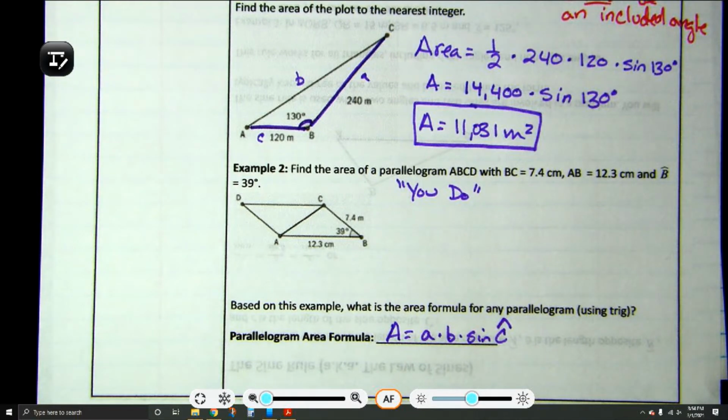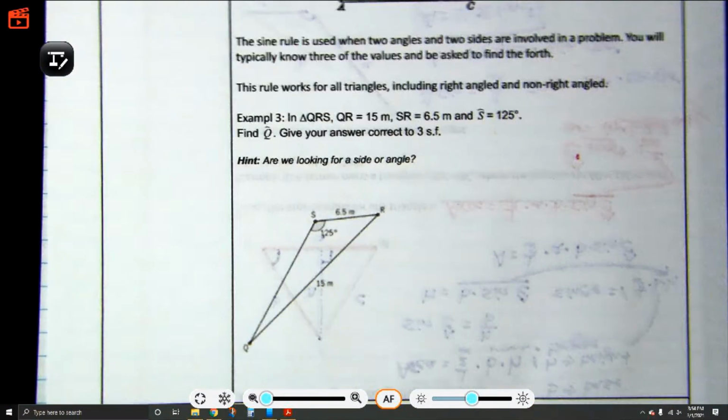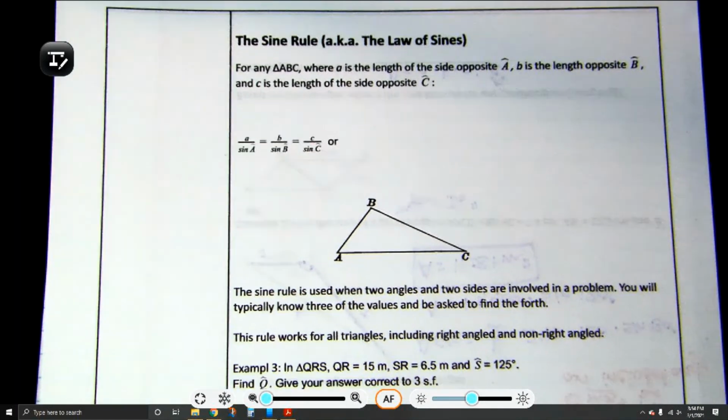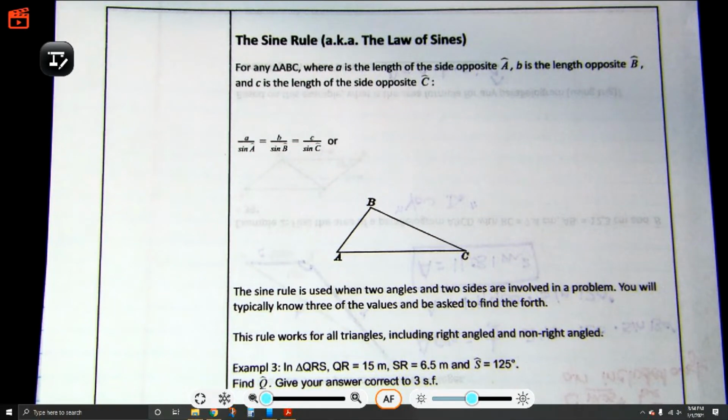Okay, now let's move on to the back. So that was the area formula. Some of you may have seen that before, but now we're going to move on to something that's probably pretty new. It's called the Sine Rule, aka the law of sines. You'll hear me say them interchangeably, but they're the same thing. The Sine Rule, the law of sines.